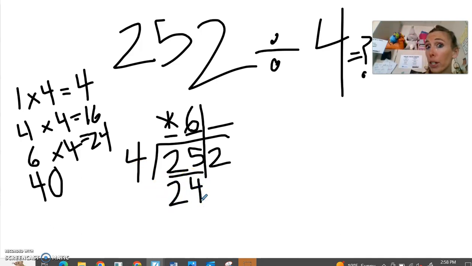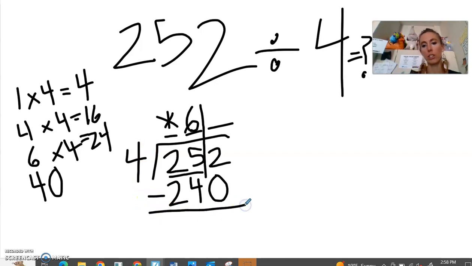But remember, this wasn't just a 6, it's 6 tens. So that's really 60 with the ghost 0. So that means in my answer, I'm going to be attaching a 0, right? So 60 times 4 is 240. That was pretty close to 252. What do we have left? Go ahead and subtract in 3, 2, 1. Done. Oh my gosh, and I am loving this number.